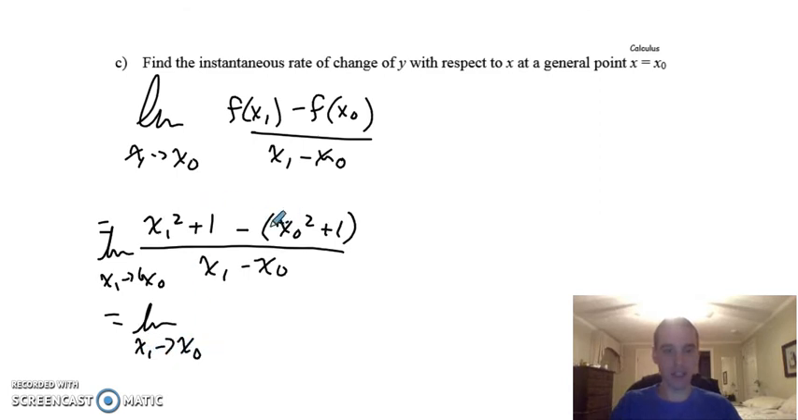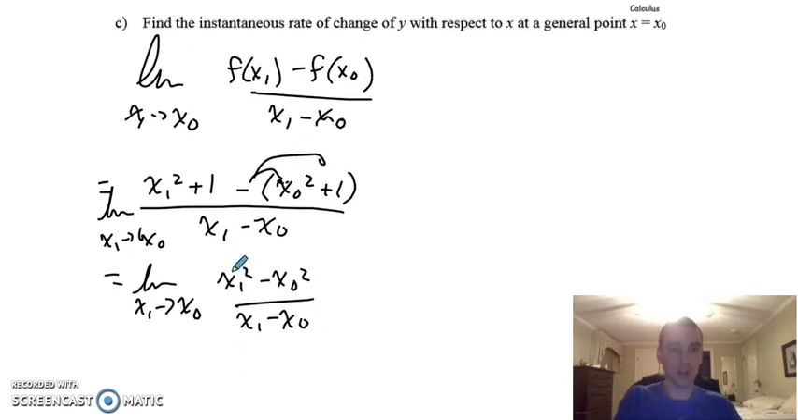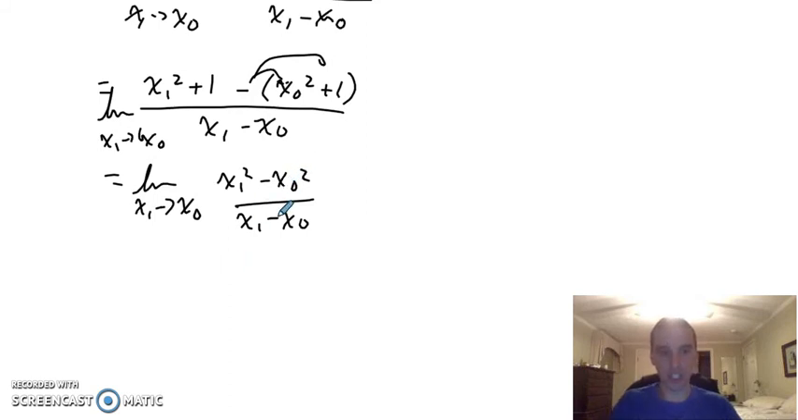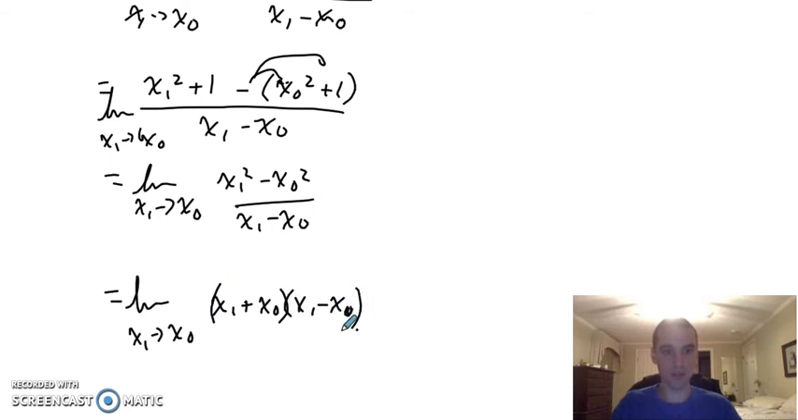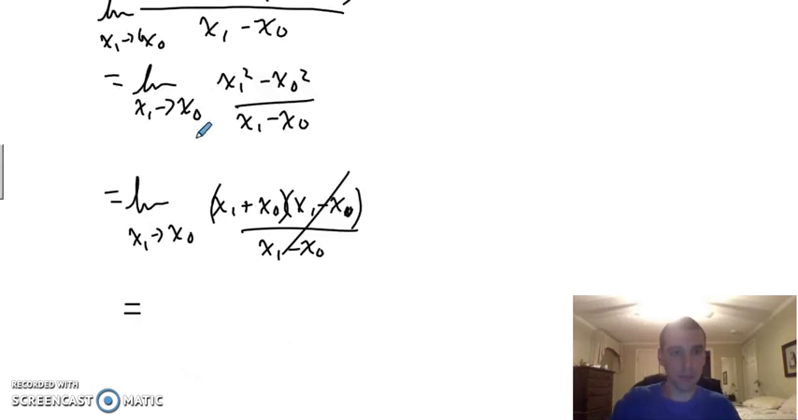Well, what do I get here? Well, these ones, because I got to distribute the negative sign, will cancel. So I'm going to get x1 squared minus x sub 0 squared over x1 minus x sub 0. Again, nothing quickly cancels here, but I notice that I have a difference of two perfect squares: x1 plus x sub 0, x1 minus x sub 0 over x1 minus x sub 0. Those cancel.